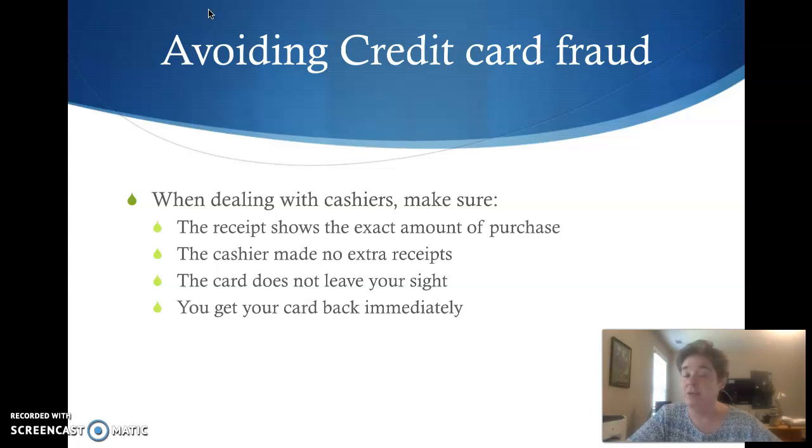You need to make sure that the cashier didn't make an extra receipt, that the card doesn't leave your sight. Now, sometimes that's hard to do in restaurants, but we're getting better about that, and technology is catching up with us. And you need to also make sure that you get your card back immediately. There's really no reason for a cashier to take your card into a back room behind a door to run your credit.